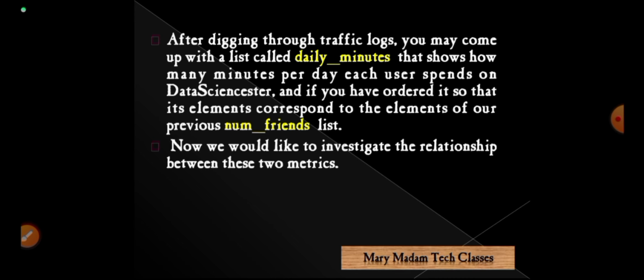In a website, for each user, how much time you are going to spend with your friends in a day, that is the number of friends versus daily minutes. How much time you are going to spend on the website and with your friends. Now we would like to investigate the relationship between these two metrics.